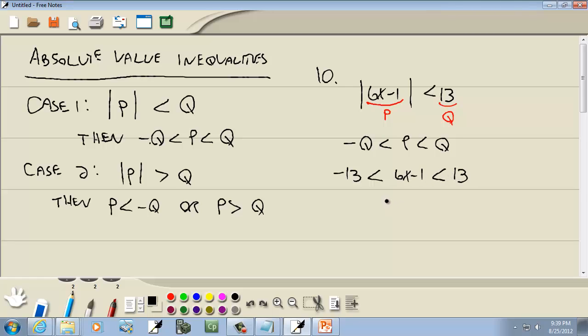Now we want to solve for x, so we want to get x by itself in the middle. So we go through our steps. First step, get rid of parentheses, don't have any. Second step, get rid of fractions, don't have any. Third step, get everything with an x in the middle, numbers on the other two sides. So take -1 to the right side and to the left side. So I got -13 plus 1 is less than 6x is less than 13 plus 1. Combine together the numbers at any step. -13 plus 1 is -12. And 13 plus 1 is 14.